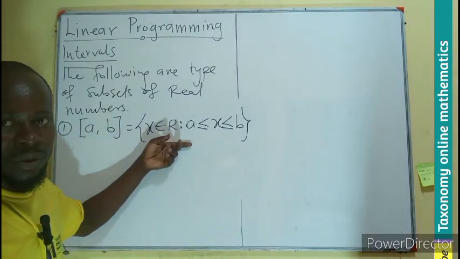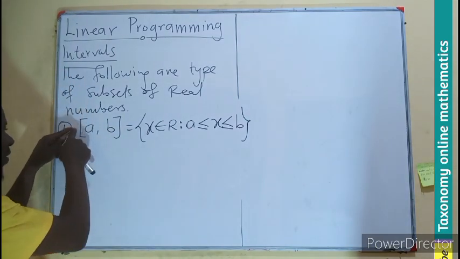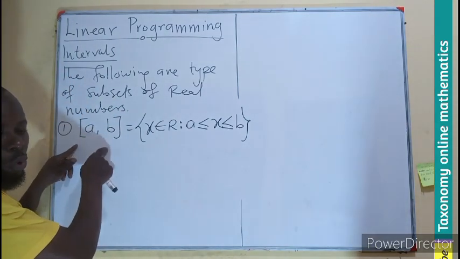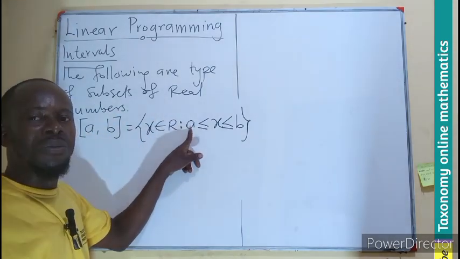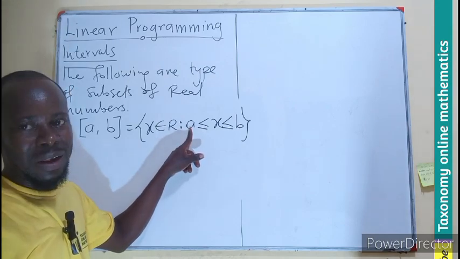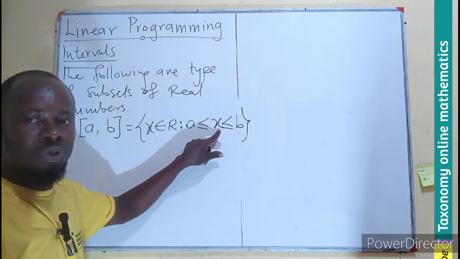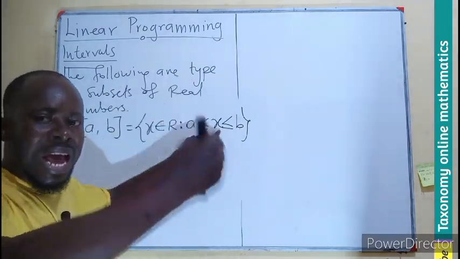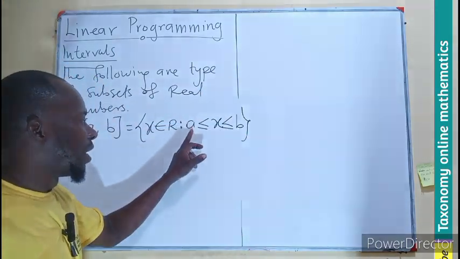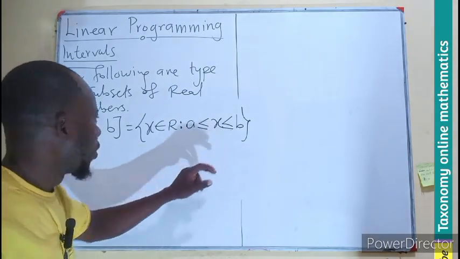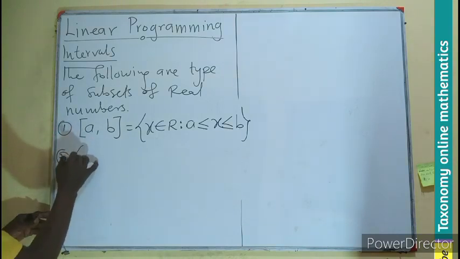So this is a subset of the set of real numbers. If we see this kind of bracket, the closed bracket, it shows that the element we have here is part of the interval. So from A to B, x is only referring to the elements of the interval. The set that we are referring to is from A to B when we make use of this bracket.